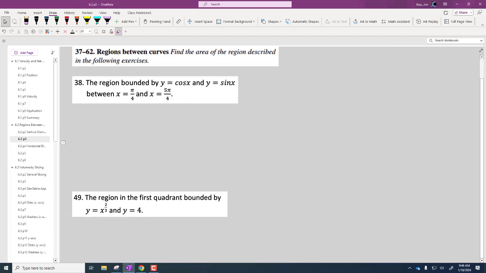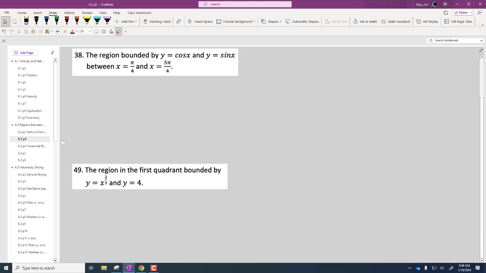All right, so let's try a couple more. So this says find the area between these curves on a given interval. So let's take a look.